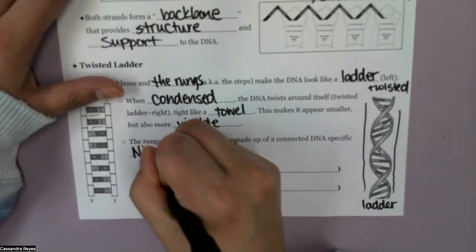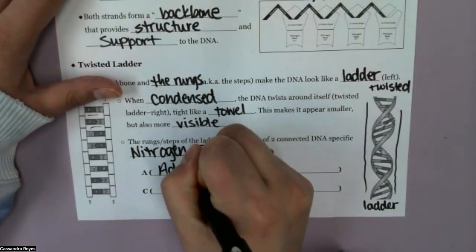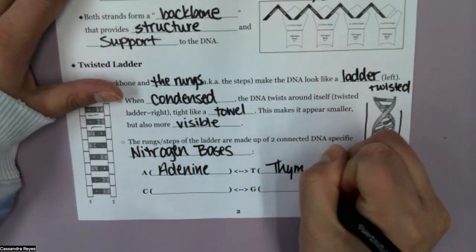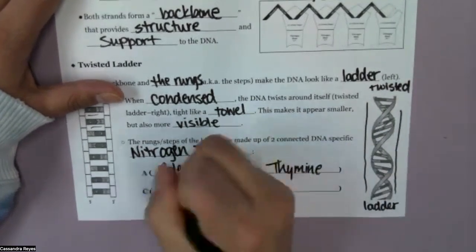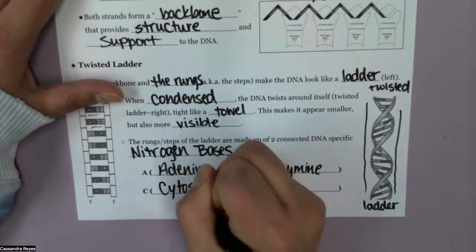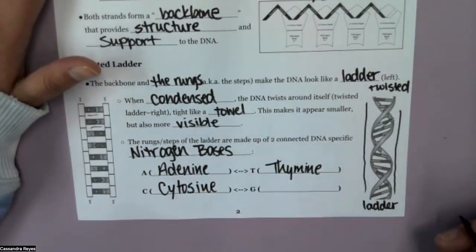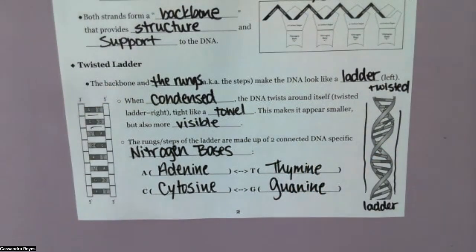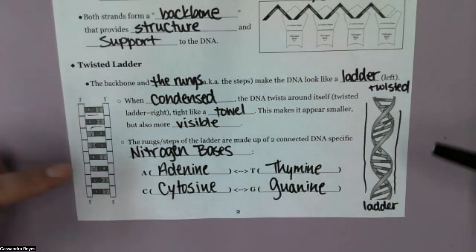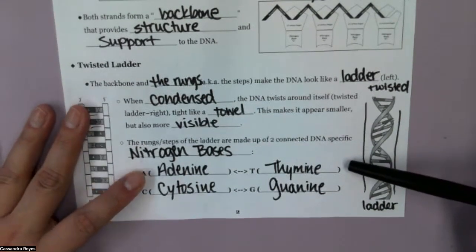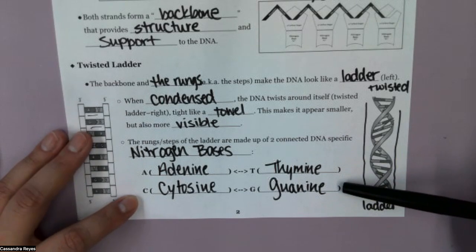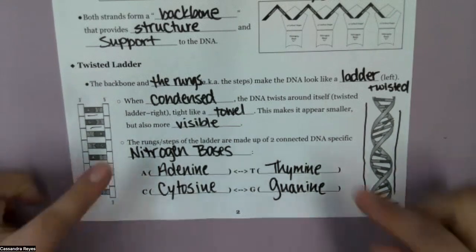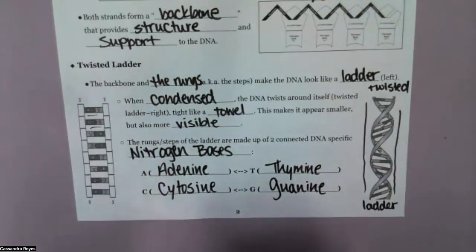It can be A for adenine, it can be T for thymine, it can be C for cytosine, or it can be G for guanine. Basically what you need to understand about these is that A will only ever pair with T, and C will only ever pair with G. So A and T have structures that are only going to be able to fit with each other.